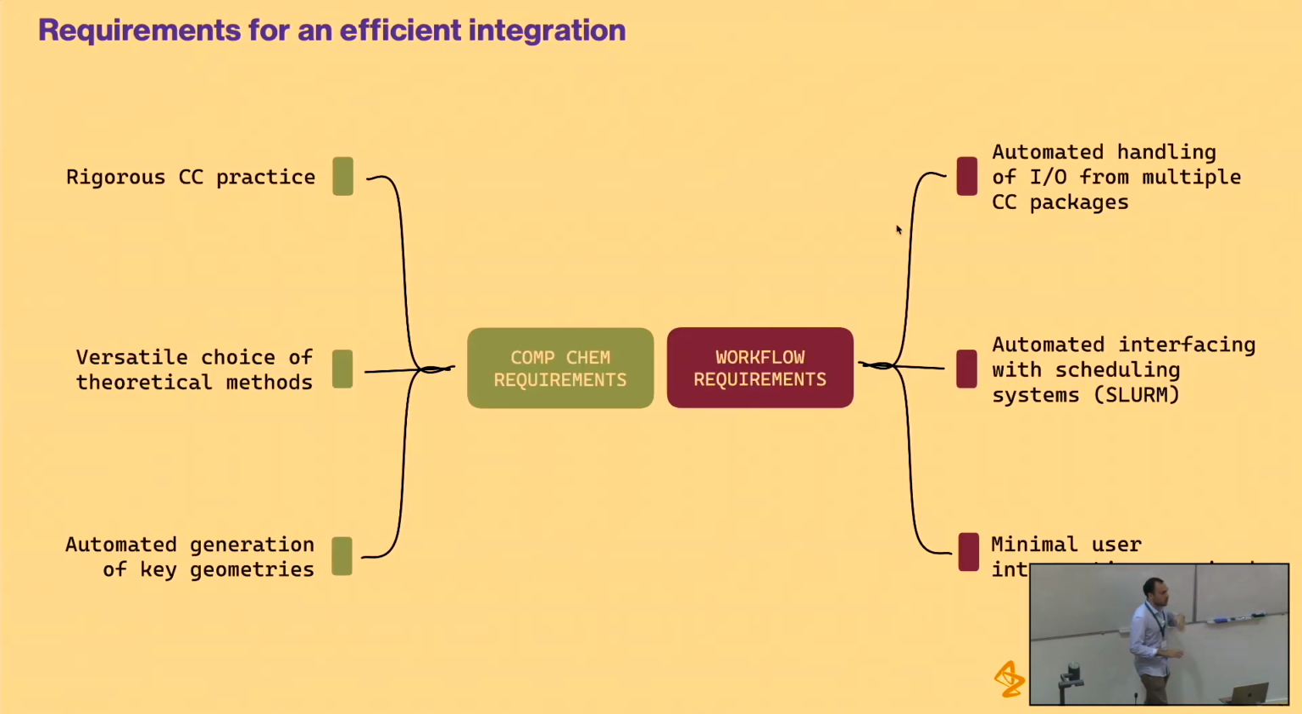So what we believe are the requirements for such an efficient integration and for such a workflow, I divided into two different types: the computational chemistry requirements, and the workflow requirements, so the requirements of the software. The computational chemistry requirements are that it has to follow rigorous computational chemistry practice. So we want to generate conformers, optimize, have frequency calculation, integrate solvation, and so on.